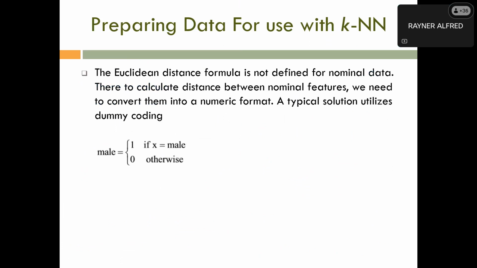For symbolic, if they're male, then they say 1. Matching, if they are not the same, it will be 0. So this is very straightforward.